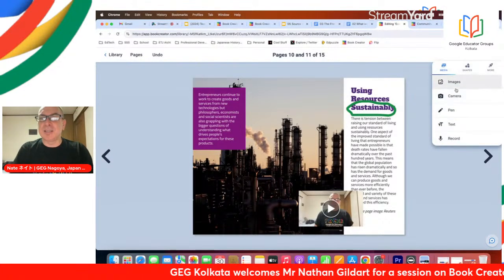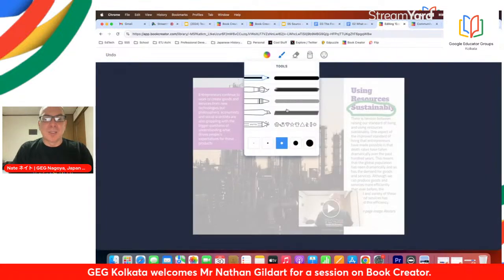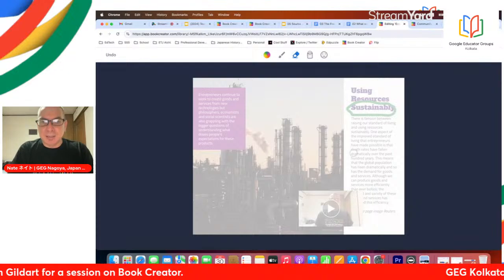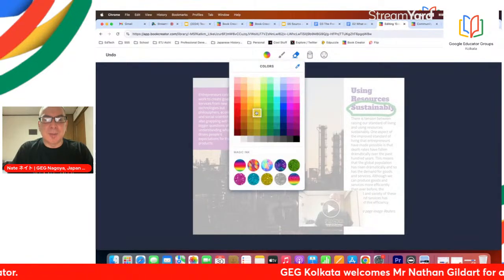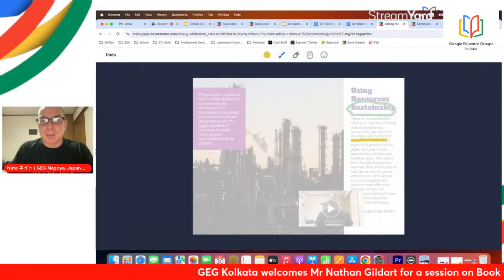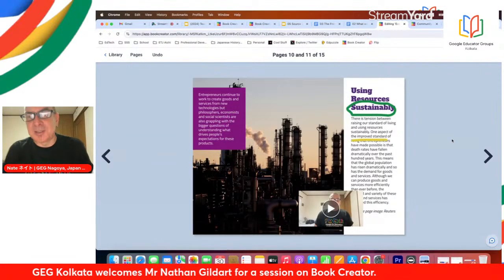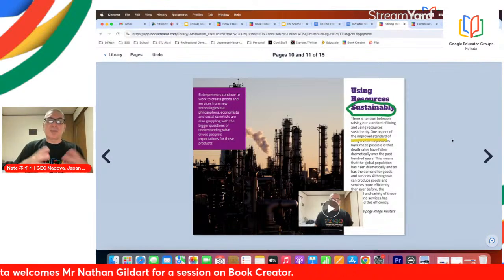You can highlight as well. Since we're doing this, might as well do it properly, right? This is my highlighter tool. Okay, there we go. All right, highlighter. So that's there too. So again, you can use different ways to give feedback to students.